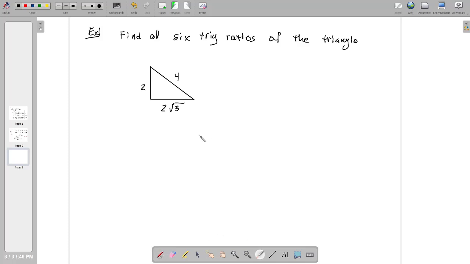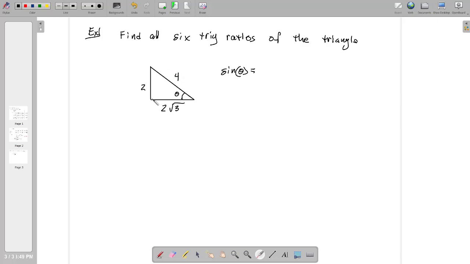All right. Now I'm going to label this angle theta. And we're looking for sine theta, cosine theta, tangent theta, and their reciprocals, cosecant, secant, and cotangent, respectively. Let's start with sine theta. Now, you should pause the video and see if you get the correct answers, and then come back and restart it. But sine theta should be the opposite over the hypotenuse.